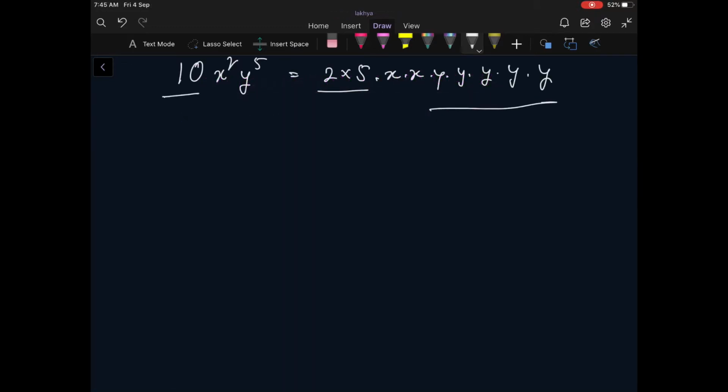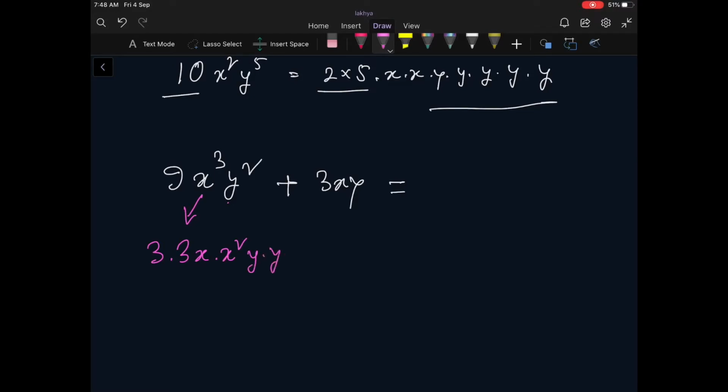Suppose we have a binomial, suppose 9x cube y square plus thrice xy. Here you see how to factorize this. First, this term can be written as 3 into 3 into x into x square, then y into y. Y square means y into y. And here x cube can be written as x into x square. 9 can be written as 3 into 3.